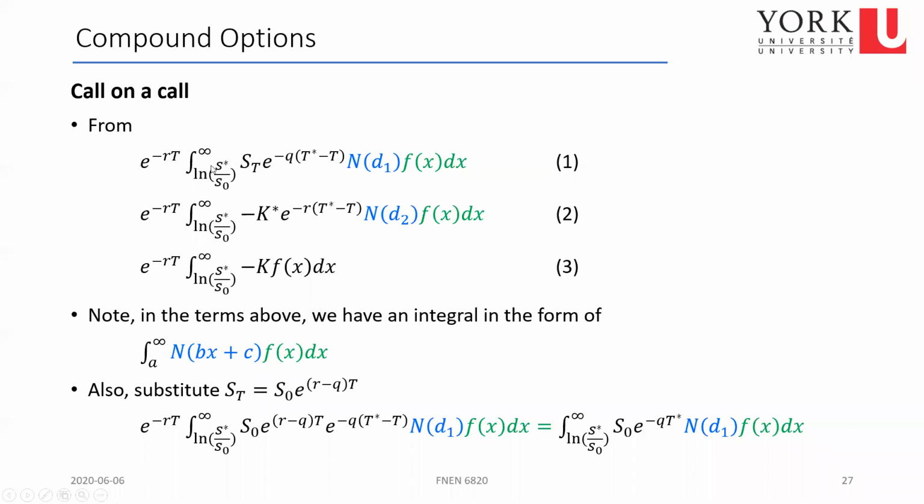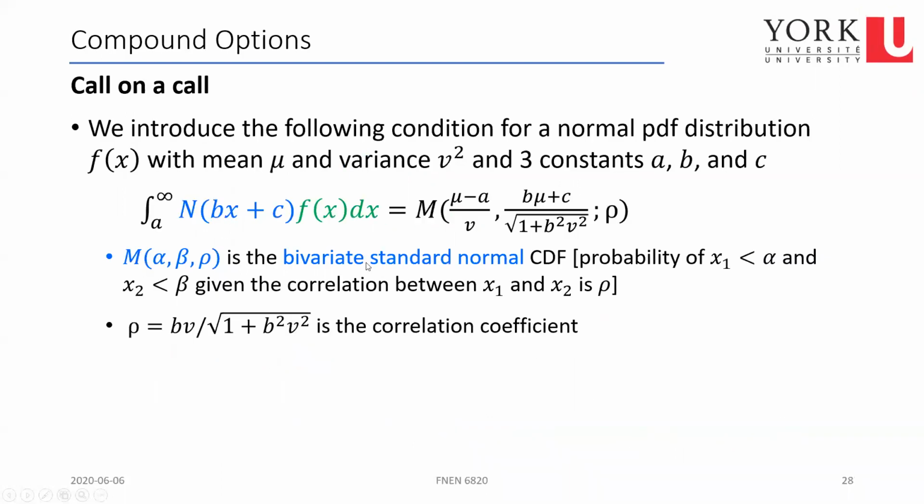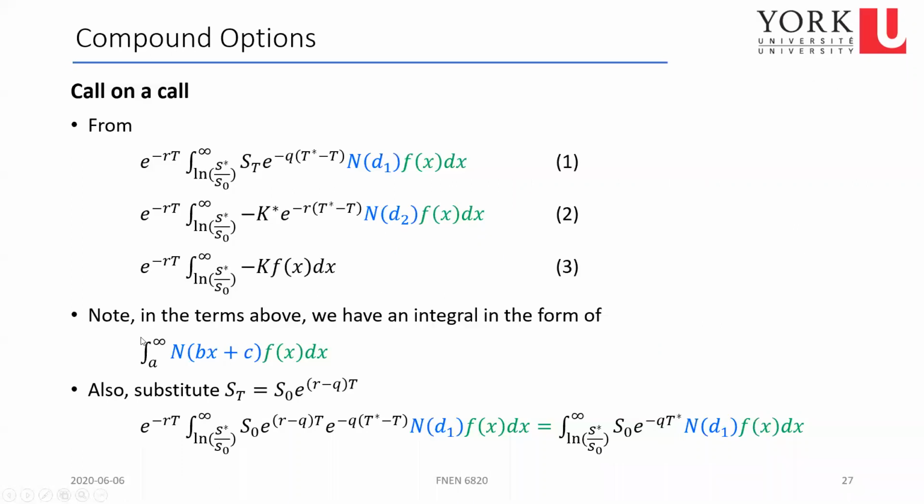Now to calculate the actual value of this integral, let's first substitute S_t, and we know S_t is equal to S naught times e to the power (r minus q) times t. So let's substitute it in. We have this expression here. Because these two together, you can add them together in the exponent, it becomes really just S naught times e to the power minus q t star. Okay. Now, then we need to know this part.